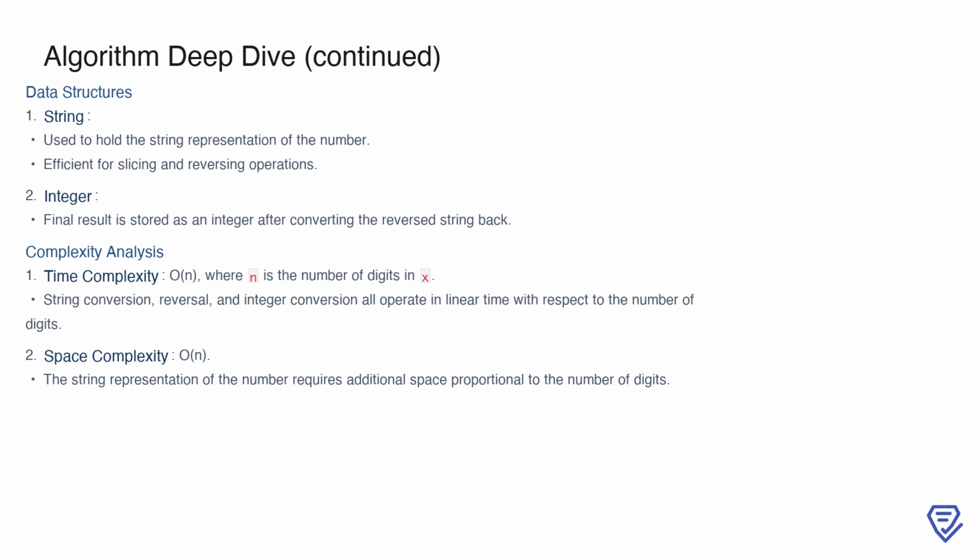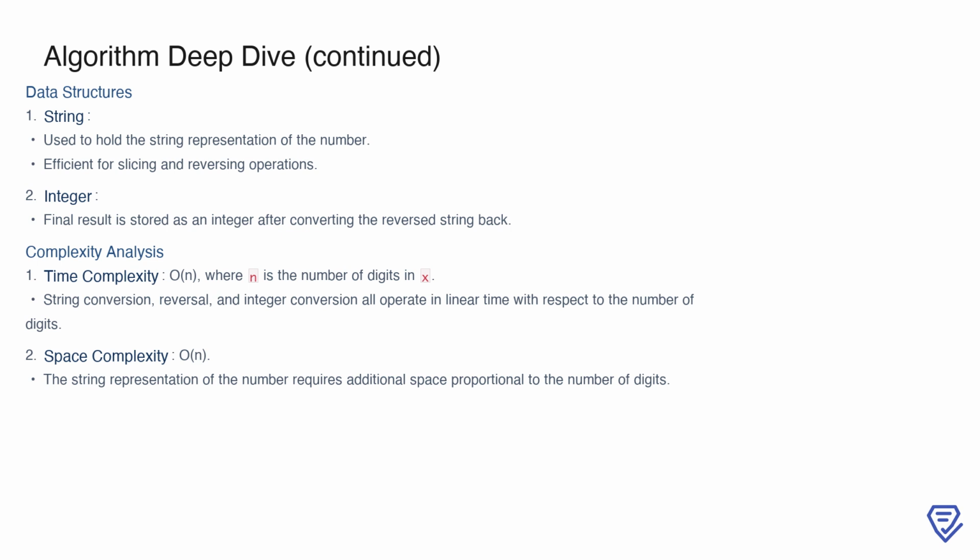To implement this solution, we rely on two main data structures. First, we use a string to hold the string representation of the number. Strings are ideal for slicing and reversing operations, which are central to our approach. Second, the final result is stored as an integer after converting the reversed string back. This ensures that the output matches the expected data type.